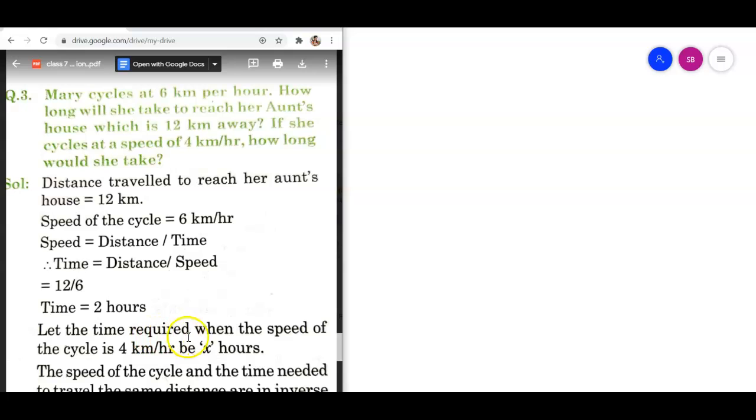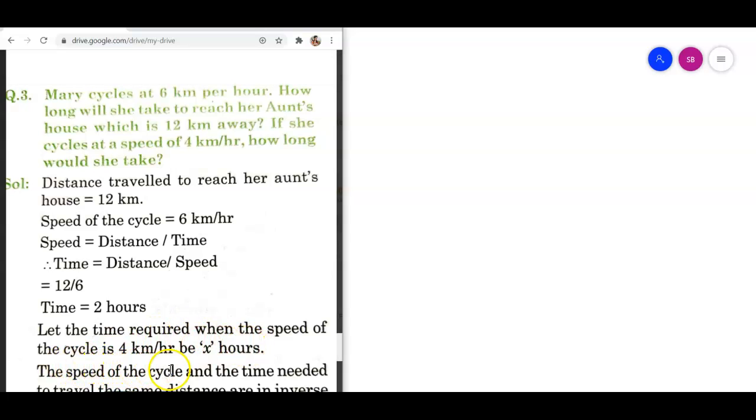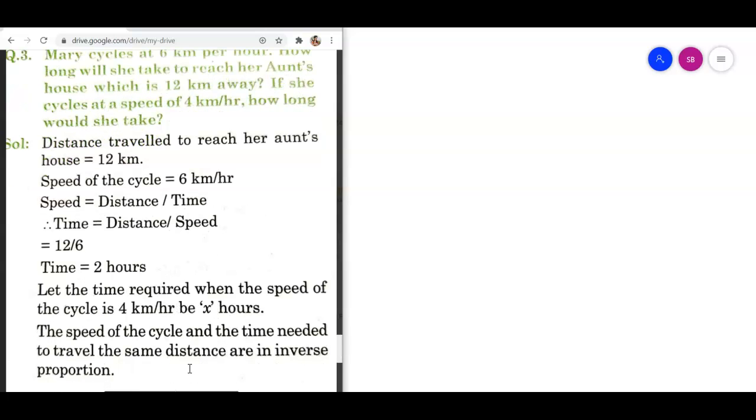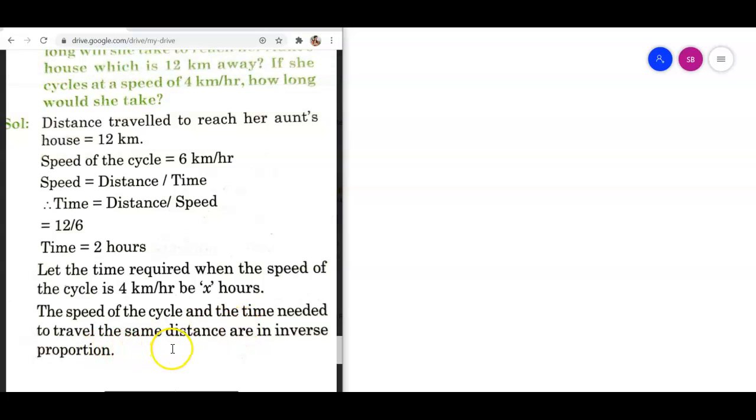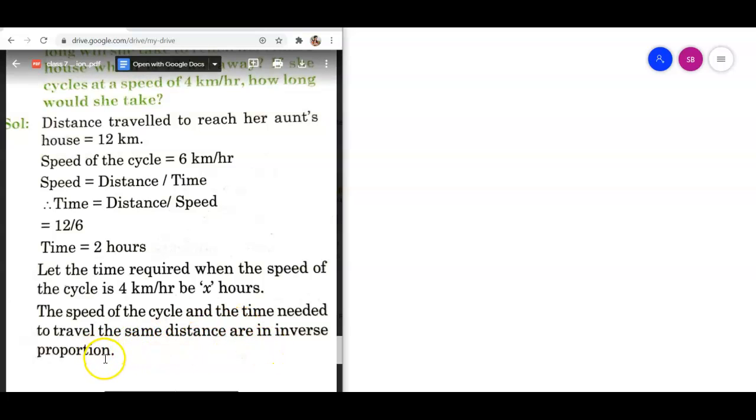Let the time required when the speed of the cycle is 4 km per hour be x hours. The speed of the cycle and the time needed to travel the same distance. See, it is the same distance, right? The speed of the cycle and the time needed to travel the same distance are in inverse proportion, because the distance is the same.